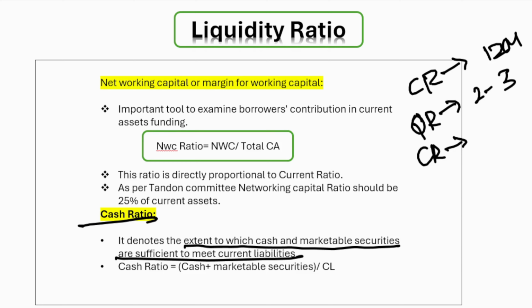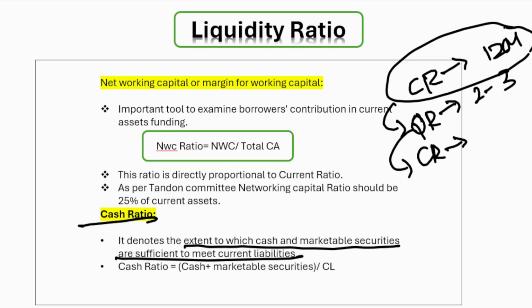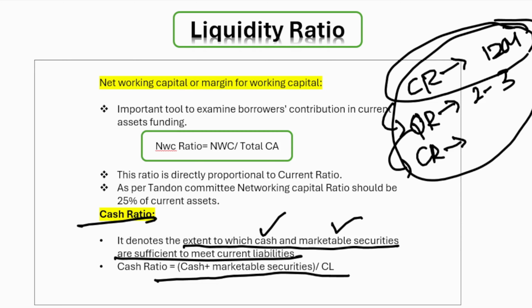So here inventory will be excluded. Some of the current assets and current liabilities components are excluded. Here only cash and marketable securities we calculate. Right? So the formula is cash plus marketable securities by current liabilities. Got it? So current ratio, quick ratio, cash ratio, all these are about liquidity position only.